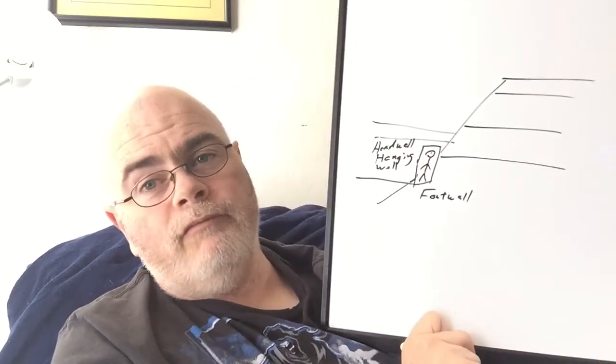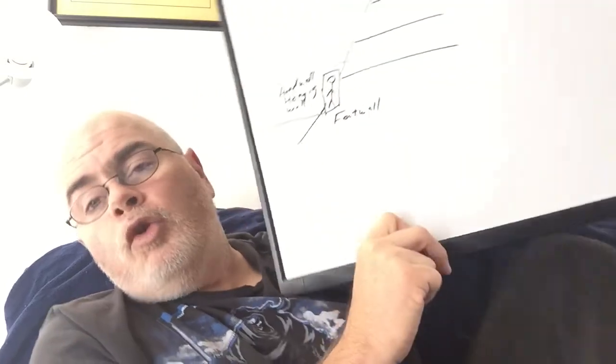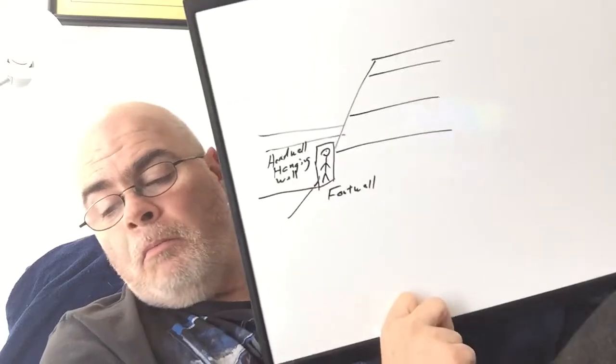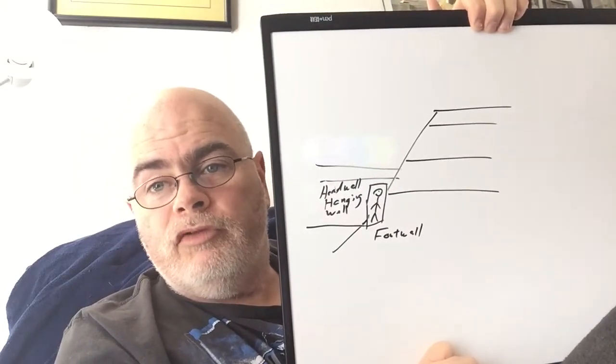Dip-slip faults have two primary types. Technically there's a third subtype. We'll get to that in just a moment. This one I've drawn is what's called a normal fault. In a normal fault, the hanging block or hanging wall moves down relative to the footwall.